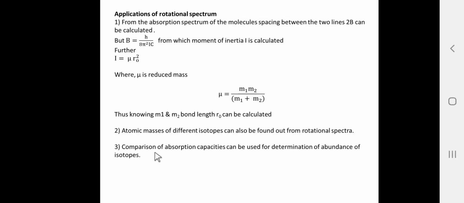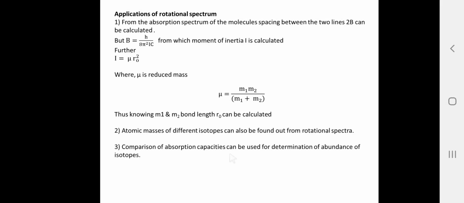Then here third application, comparison of the absorption capacities can be used for determination of the abundance of the isotopes. So friends, since each molecule possesses a unique moment of inertia depending on the particular isotopic nuclei present, from the relative intensity of the spectral line, when we consider the absorption spectrum of the diatomic molecule, the abundance of the isotopes can be determined. This is the third application.